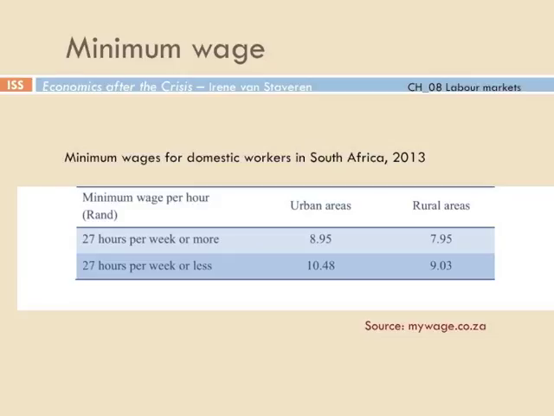This table shows you the minimum wages for domestic workers in South Africa in the year 2013. As you see, there's a difference between the hours that domestic workers work, less or more than 27 hours per week, and there's a difference between the wage level in urban areas and rural areas. They're a bit higher in urban areas because the cost of living is higher in urban areas.